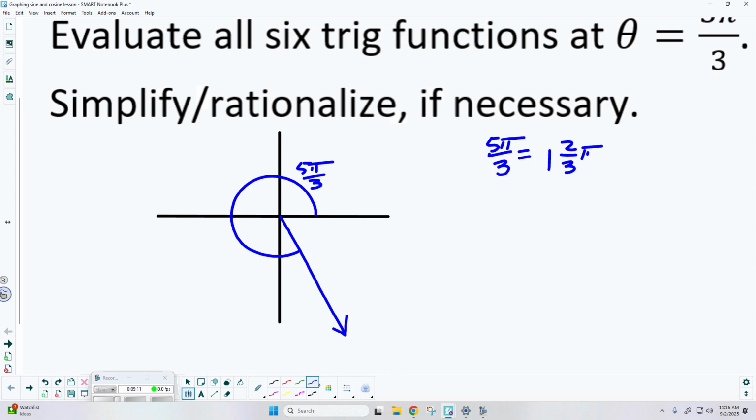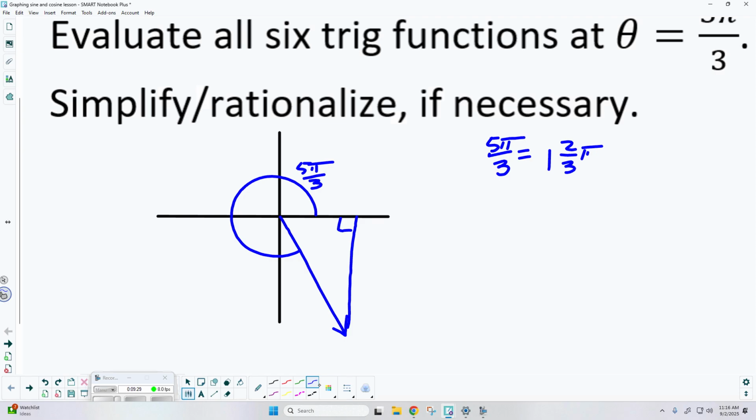A right triangle. We're always going to connect it perpendicular to the closest x-axis. Now, this right here has to be one of those two special right triangles that we were talking about last week, the 30-60 or the 45-45. This one is the 30-60.